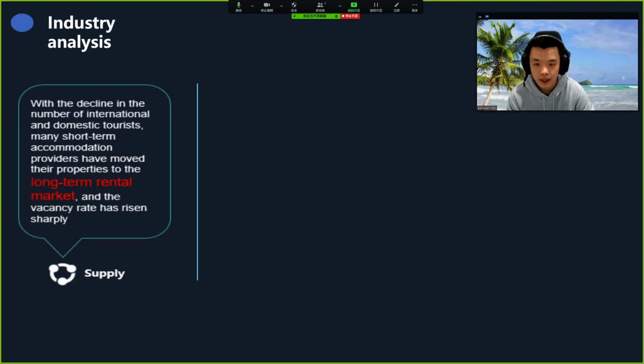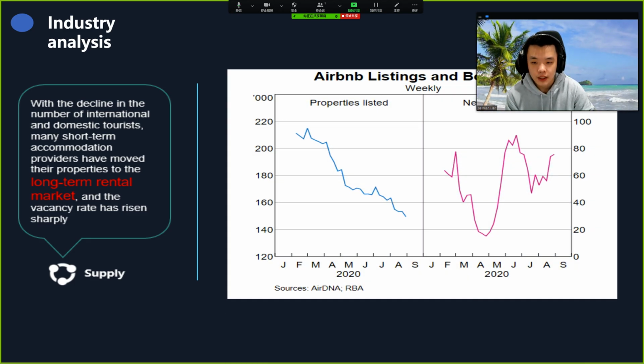On the supply side, a large number of short-term accommodation providers have moved their housing into the long-term rent market, as the number of international and domestic visitors has declined. In some markets, we can see rents have risen sharply. On the IBM alone, the number of listings fell by about 20%, as the number of domestic and foreign tourists is rapidly decreasing.